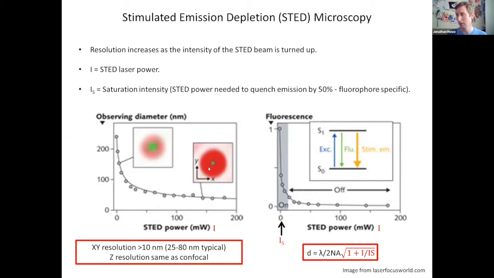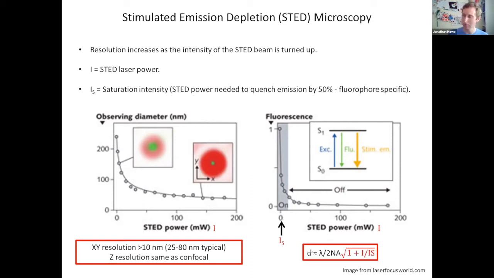Now, each molecule, each fluorophore has a property called the saturation intensity, which is the STED power which is needed to quench emission by 50%. And if we take this saturation intensity term and also the STED power, I, and we plug them into a modified version of Abbe's equation, we get this.